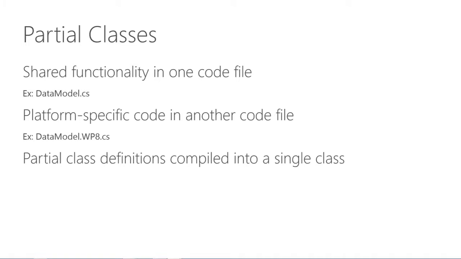Here you're sharing functionality. You have your shared functionality, or the functionality that is shared across multiple platforms. You would put that in one code file, and then you would have platform-specific code in another code file. In this case, we're looking at datamodel.cs, and datamodel.wp8.cs would be the Windows Phone 8 specific data model.